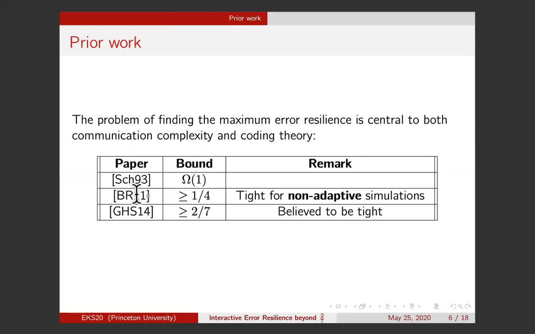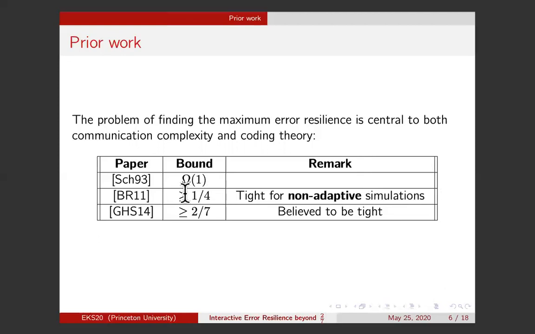18 years down the line, in 2011, Mark Braverman and Anup Rao showed that actually this constant is at least a quarter. And furthermore, for a class of simulations called non-adaptive, 1/4 is the best you can get. In other words, there exists a non-adaptive simulation that has error resilience 1/4, and any non-adaptive simulation cannot have error resilience larger than 1/4.